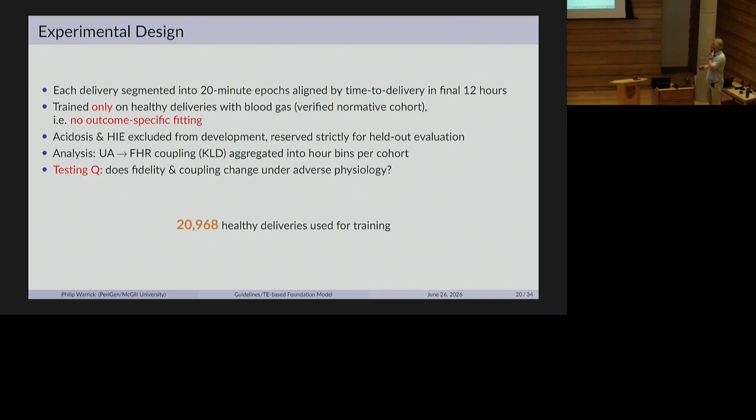So basically, we only used our healthy cases for training. We have lots of training, lots of healthy cases, and so few acidosis and HIE cases. But we can take advantage of that to characterize FHR. We don't use any acidosis or HIE cases in this pre-training stage. And basically, we are wondering if we'll see the changes between healthy and abnormal when we do inference or testing.